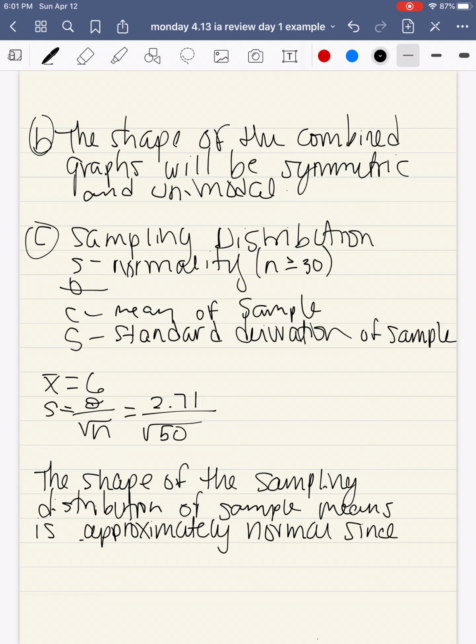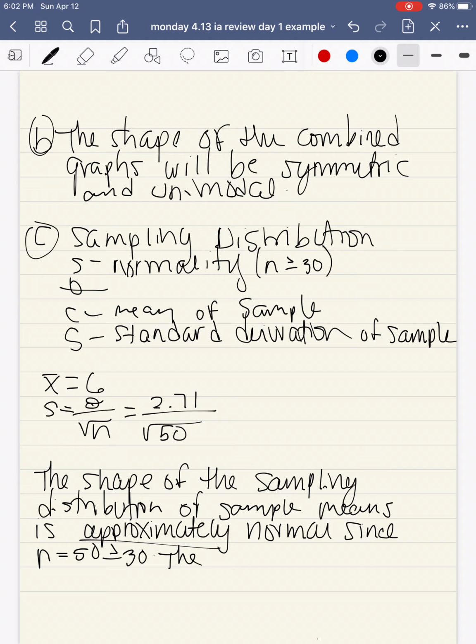This is a make-it-or-break-it thing. If you just say normal, you are not going to get full credit on your IA. You're not going to get full credit on the AP exam. We say approximately normal here. And a lot of you have been doing that, but I just really want to reiterate that this is approximately normal since n is equal to 50, which is greater than or equal to 30.